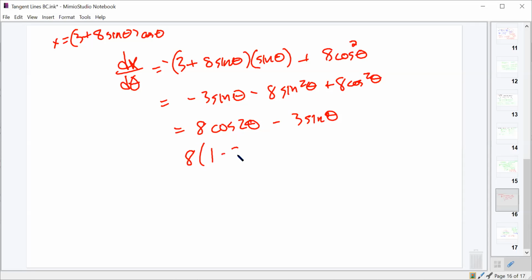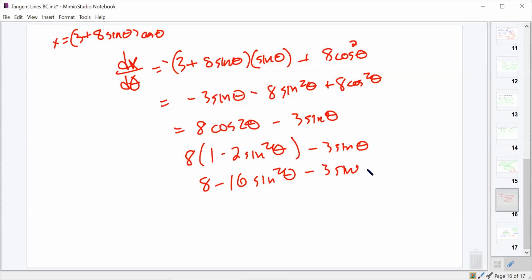Probably the one that says 1 minus 2 sine squared theta, put it all in terms of sine. And that gives us 8 minus 16 sine squared theta minus 3 sine theta. And so if we're looking at when that equals 0, it's effectively a quadratic, right? It's negative 16u squared minus 3u plus 8 equals 0 with u equal to sine theta.